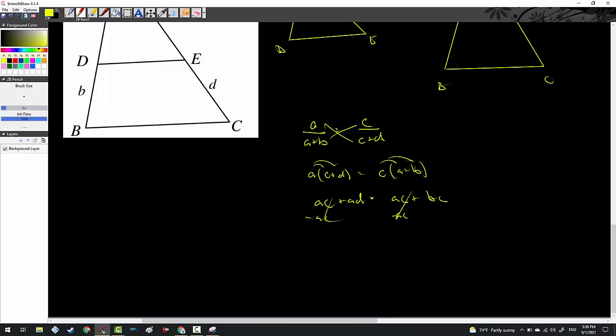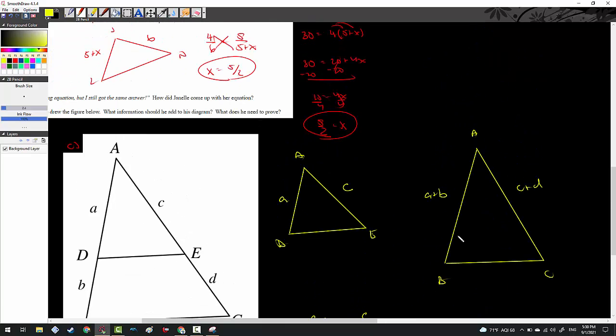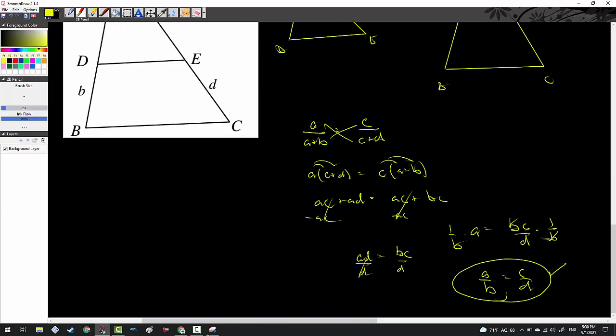So I end up with AD is equal to BC. Now if I divide both sides by D, I get A equals BC over D. And if I divide both sides by B, in other words, multiply by 1 over B, I get A over B equals C over D. So actually, Janelle's version does work as long as you are dealing with this side splitter scenario.